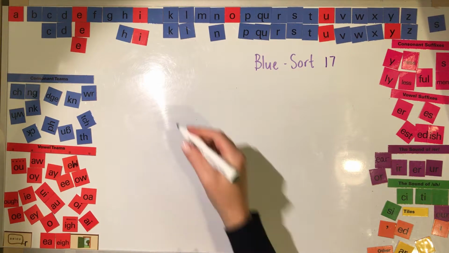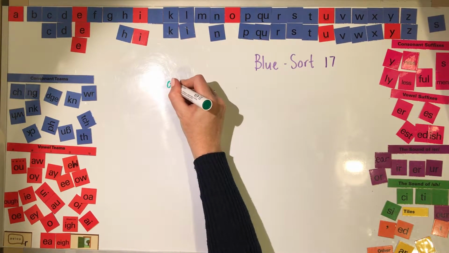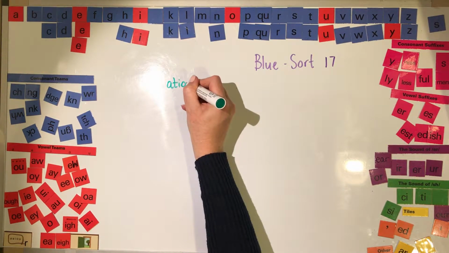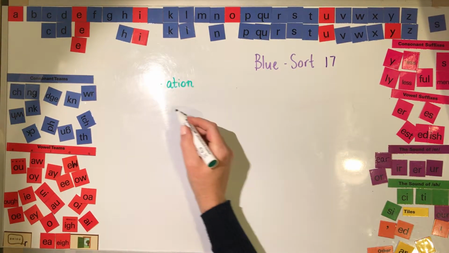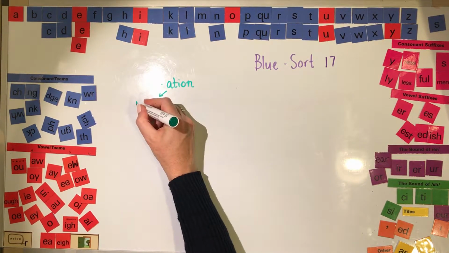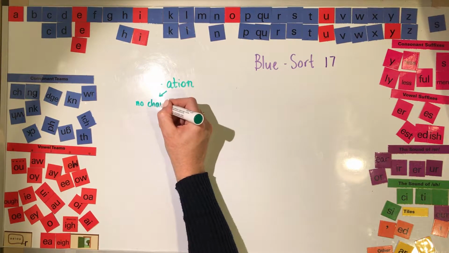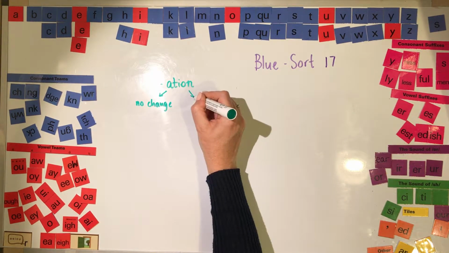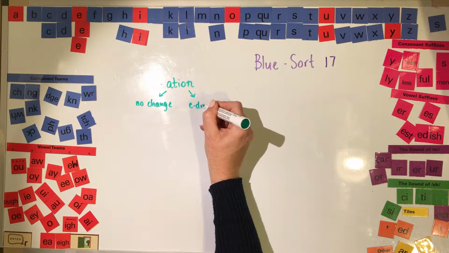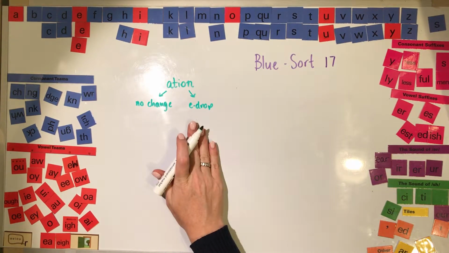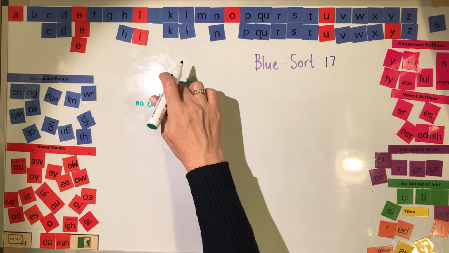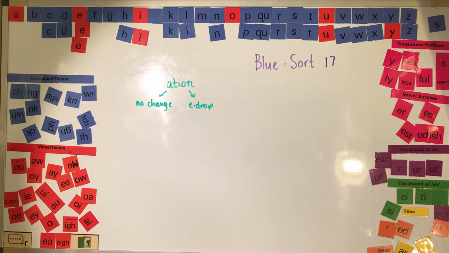So we've got, I'm going to do it like this. I'm going to say ation. And I'm going to say no change. And I'm going to say e-drop. Okay, so these are 2 separate columns. I just want to note that you're adding ation to both. It's just one's no change and one's an e-drop.